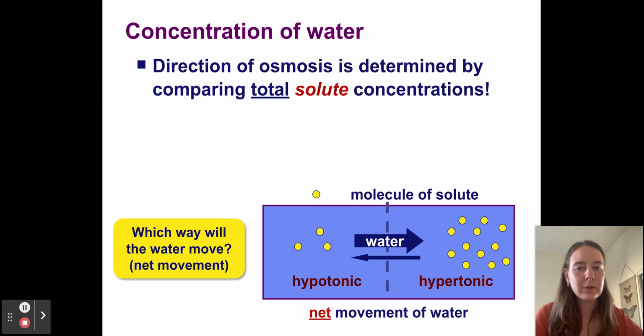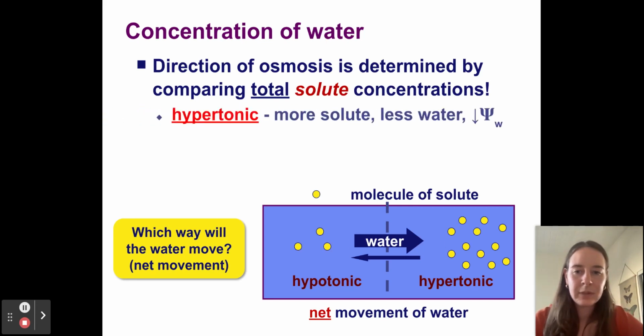So the direction of osmosis is determined by comparing total solute concentration. Remember, think about water moving from a high concentration of water to a low concentration of water. Basically, water is going to move towards an area where there's a higher solute concentration.